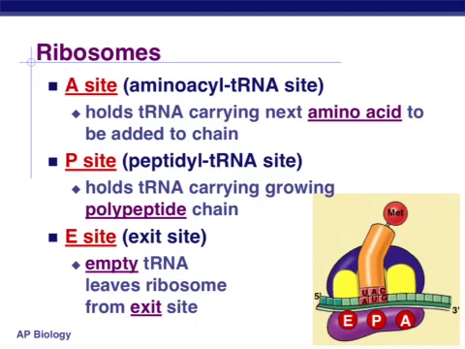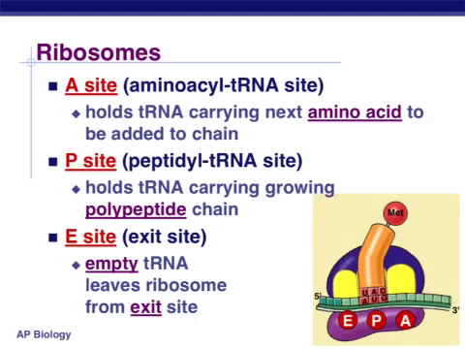So inside of the ribosome, there are actually 3 sections or 3 sites, and at each site something different is going to happen in the process of building this protein. So the first site is called the A site, and it stands for the aminoacyl tRNA site, and it's the area of the ribosome that is going to hold the tRNA carrying the next amino acid that's about to be added to the chain. So in the A site, the amino acid that we're about to add, that's where it's going to sit until it's needed.